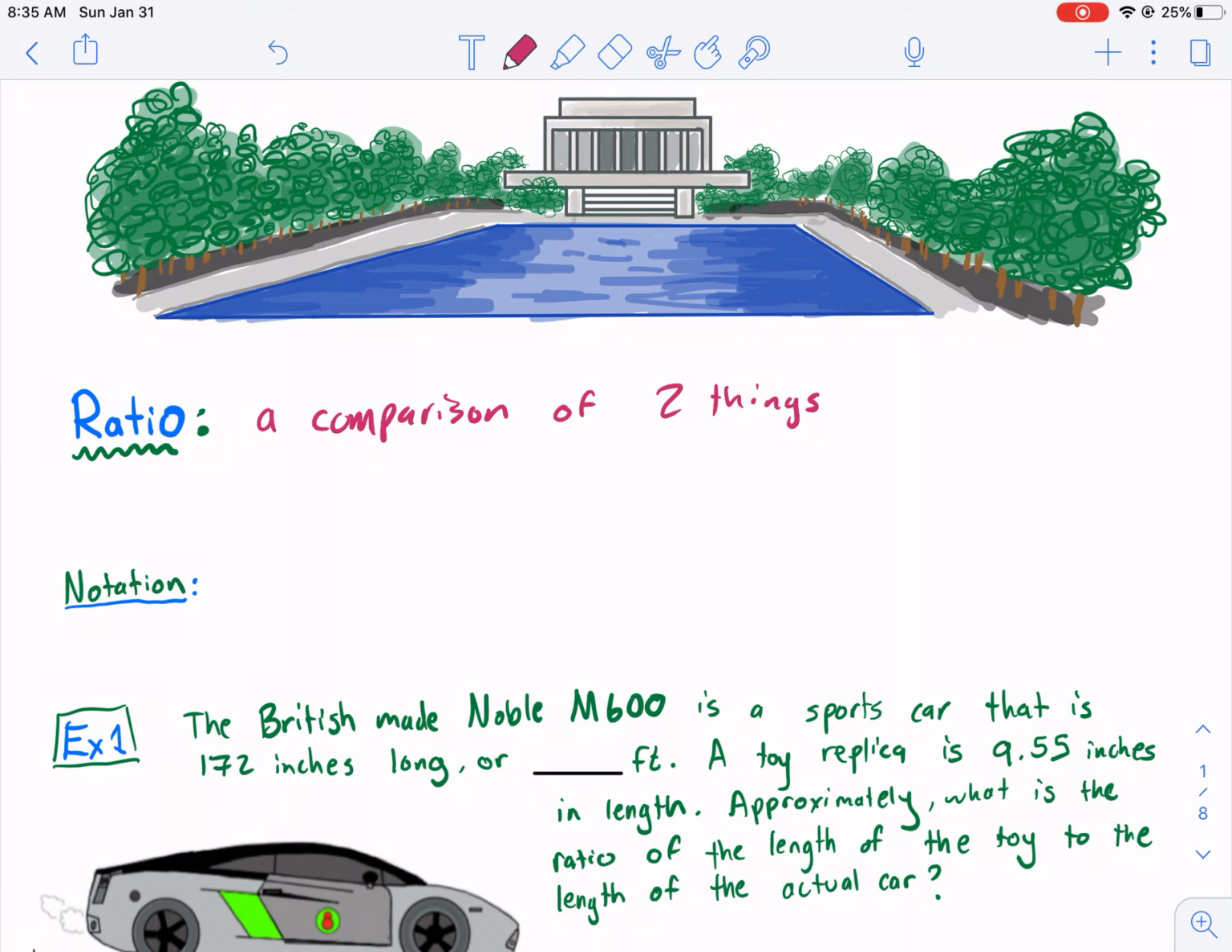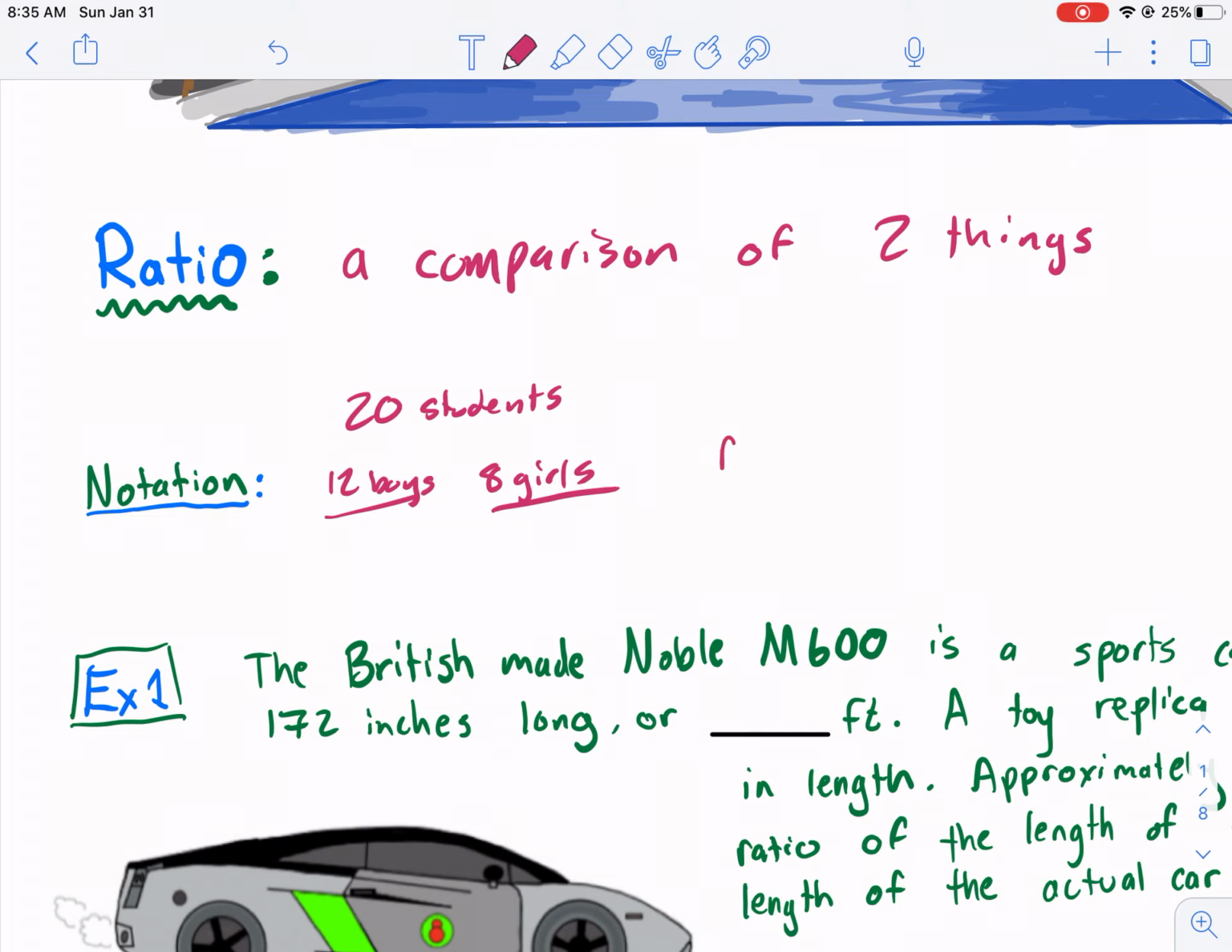So let's say you have 20 students in your class, and 12 of them are boys, and then 8 would be girls. Had to do some quick math in my head. So 12 boys, 8 girls, 20 students total. There's different ways we can notate that. We could say there's a ratio from boys to girls, and it has to be given what you're comparing. So boys to girls, we could say that it is 12 to 8.